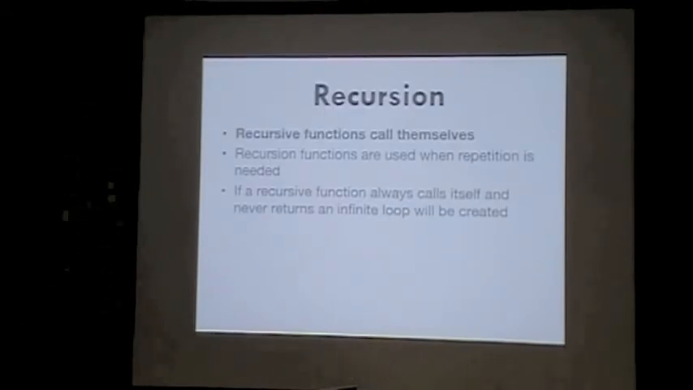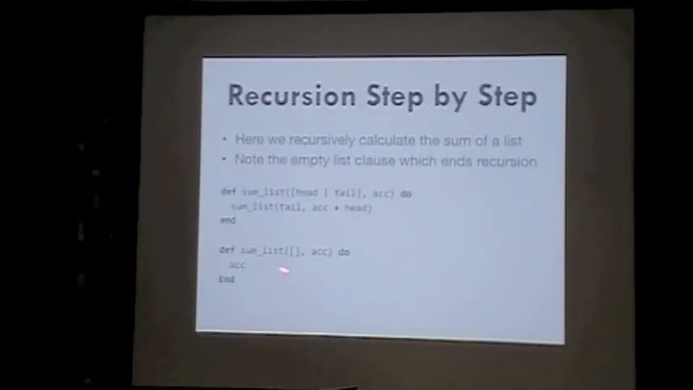So, recursive functions call themselves. There's no sort of iteration. So if you need to do some sort of repetition, you use recursion. If a recursive function always calls itself and never returns, an infinite loop is created. This is actually used in some cases. It's actually never infinite, but sometimes you create a function that's nearly infinite. That's very handy.